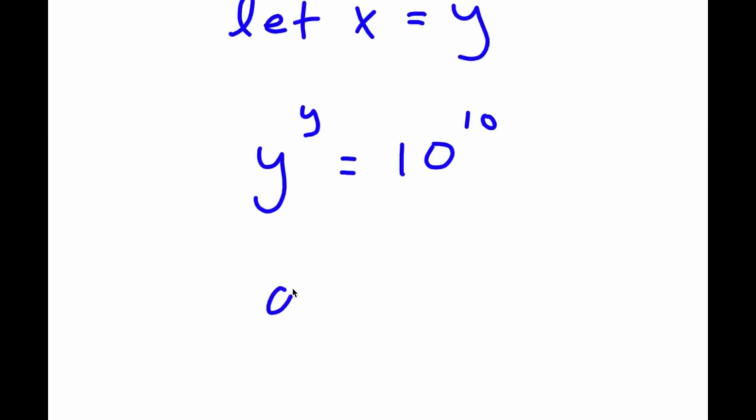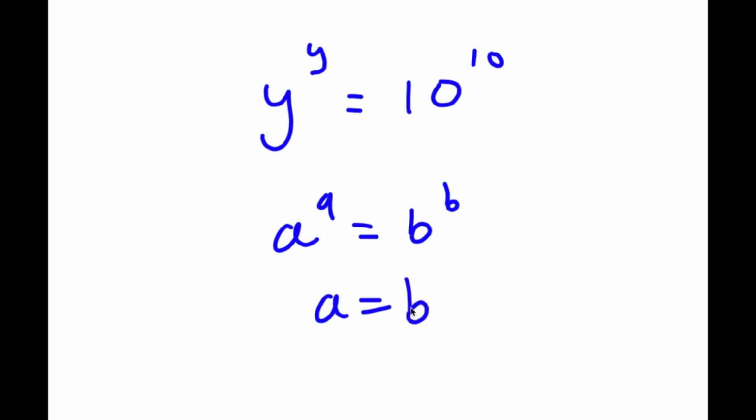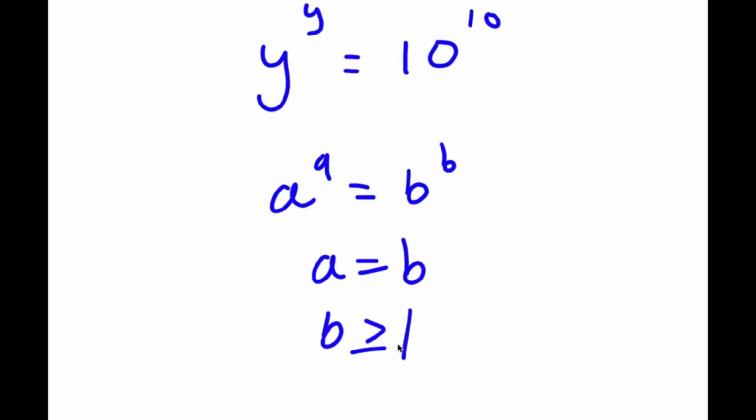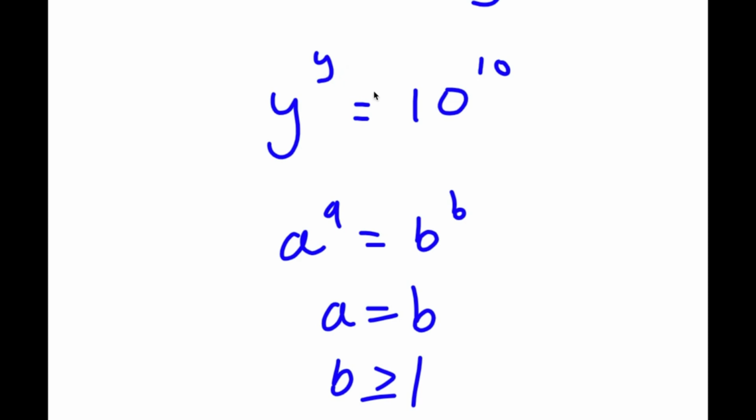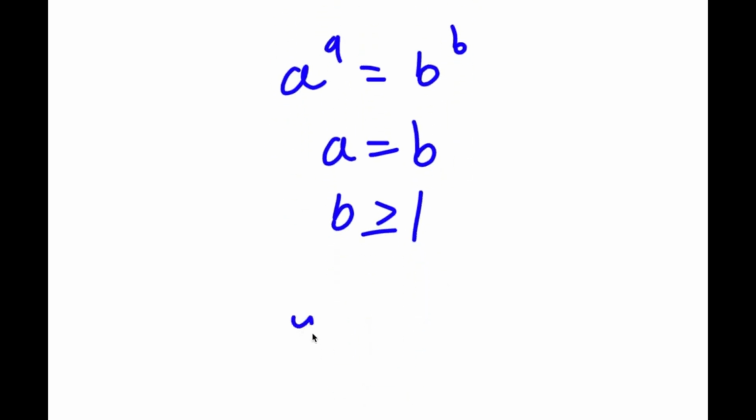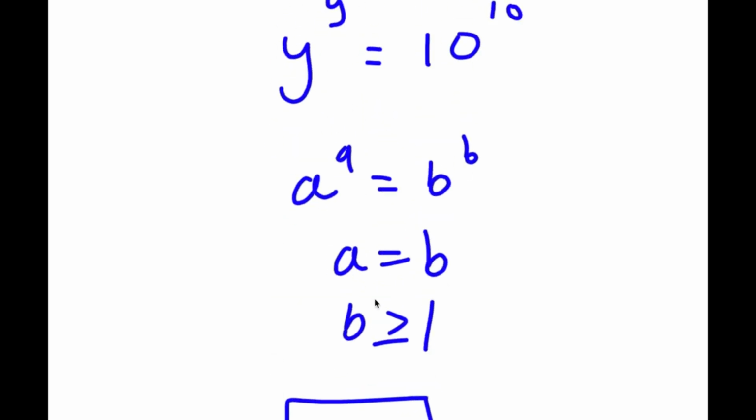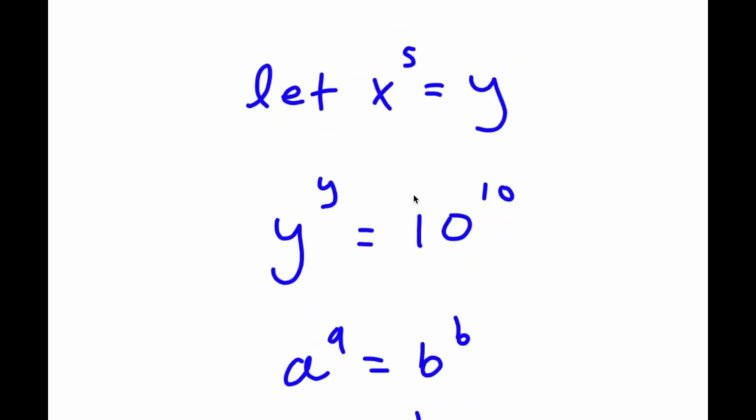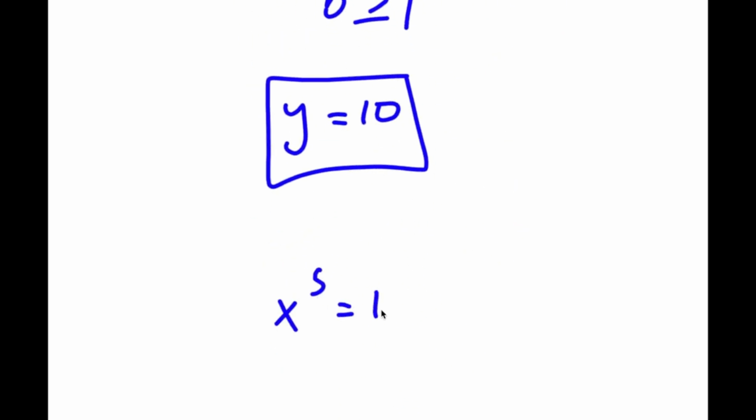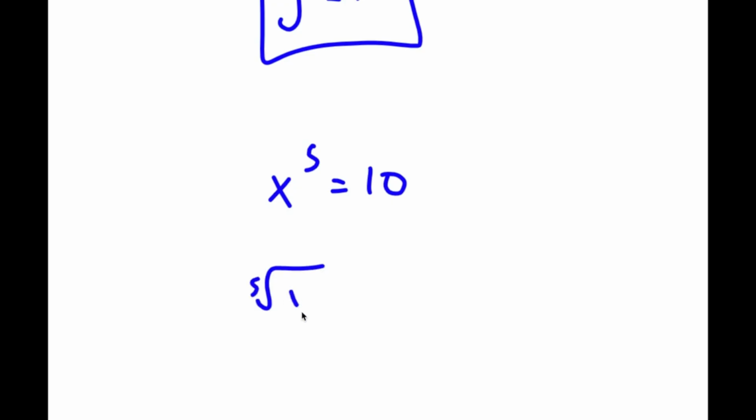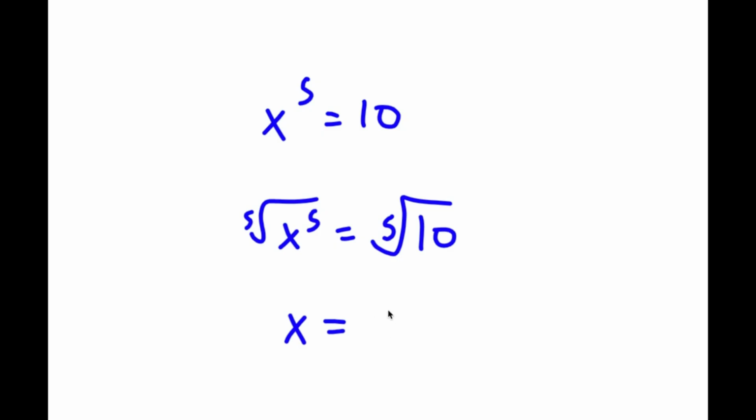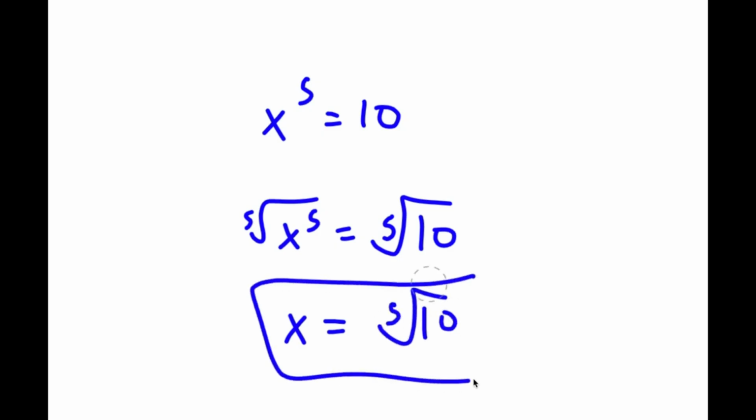Now, if I have something in the form a to the power of a is equal to b to the power of b, this means that a is equal to b. But this is only if b is greater than or equal to 1. So in this case, I have y to the power of y equals 10 to the power of 10, and 10 is greater than or equal to 1, so this works out. So I can write this in the form a equals b, or y equals 10. Now remember how we set x to the power of 5 equal to y. So now I have x to the power of 5 equals 10. Now I'm going to take the fifth root on both sides. The fifth root of x to the power of 5 is x, so I have x equals the fifth root of 10. So this is my answer.